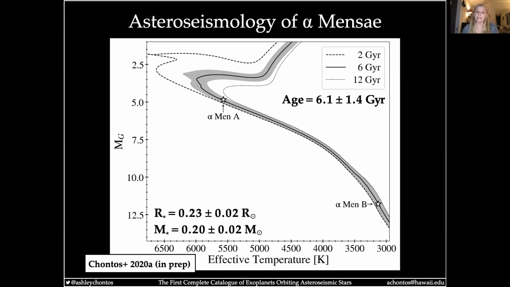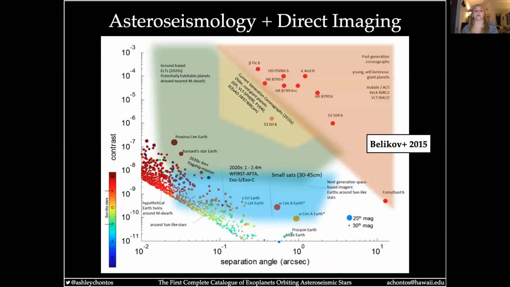And finally, as a nearby true solar analog, this is a prime target for future direct imaging missions looking for true Earth analogs around sun-like stars. So to demonstrate this last point, and I just gave it away, I've selected a plot from Belikov et al. 2015 with contrast on the y-axis and angular separation on the x-axis, where points are also weighted by their brightness. So you may see your favorite directly imaged planets in the upper right-hand side, or if you're looking anywhere else, these are hypothetical Earths around nearby stars.